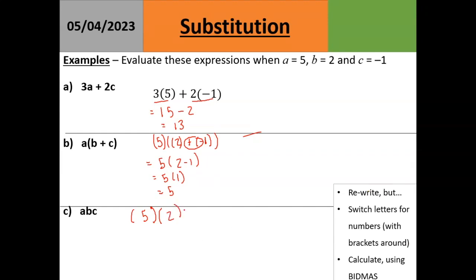B is 2 and C is -1. So we can do this all in our calculator at once. You can go 5 times 2 times -1, or we can do it in parts. 5 times 2 is 10, times -1 is going to give me -10.